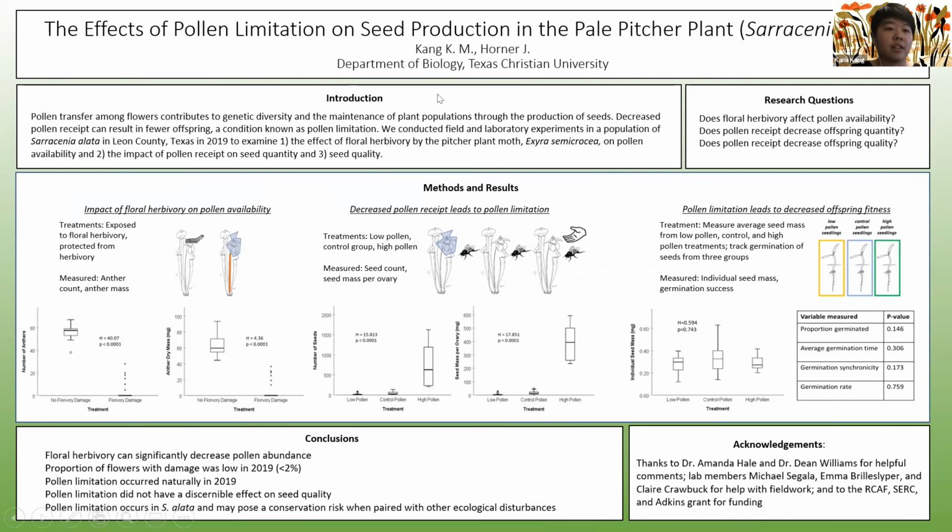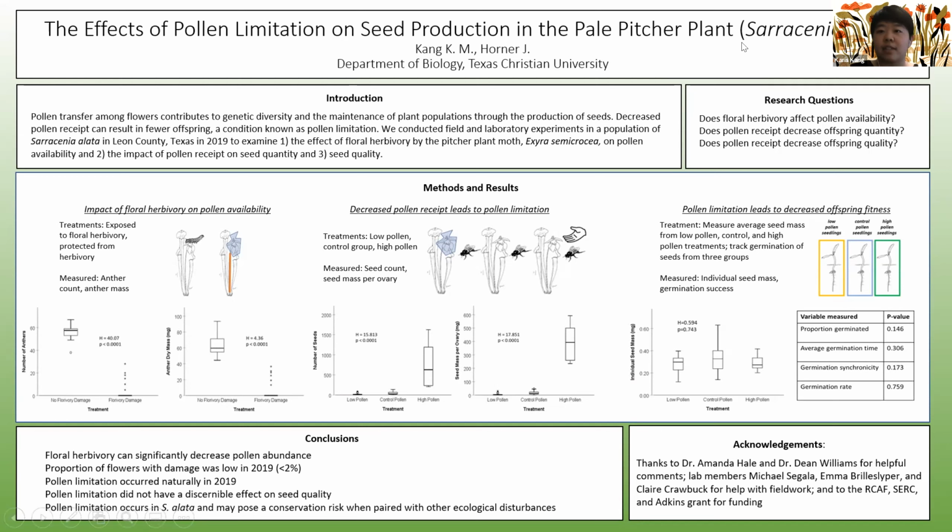So in order to address our first question, we looked at flowers that had been damaged by floral herbivores and flowers that had been protected from floral herbivory. And we measured both the number of anthers found in each flower and the anther mass. And as you can see in our results, flowers that have been damaged by floral herbivores have significantly fewer number of anthers and also mass of anthers compared to undamaged flowers. So floral herbivory can significantly decrease pollen abundance in damaged flowers versus undamaged flowers.